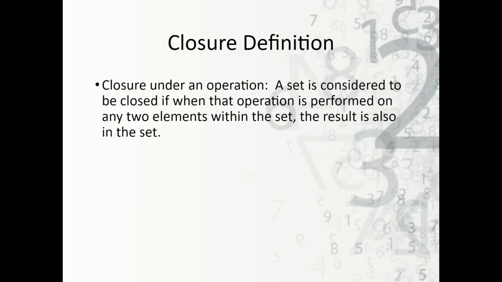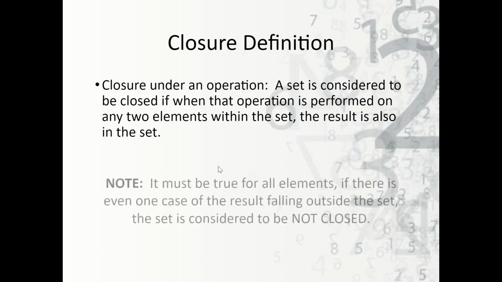Now, closure definition. What does closure mean? Closure under an operation means a set is considered to be closed if when that operation is performed on any two elements within the set, the result is also in the set.